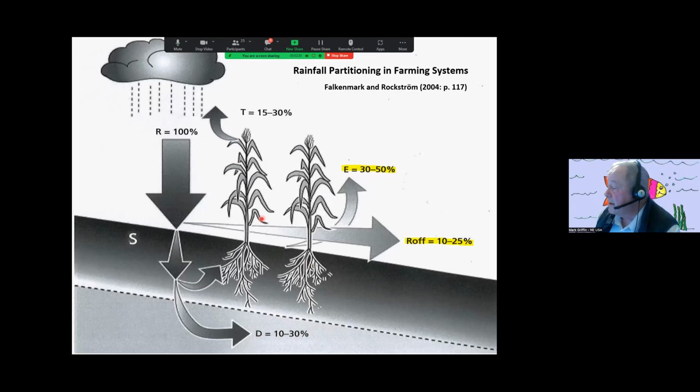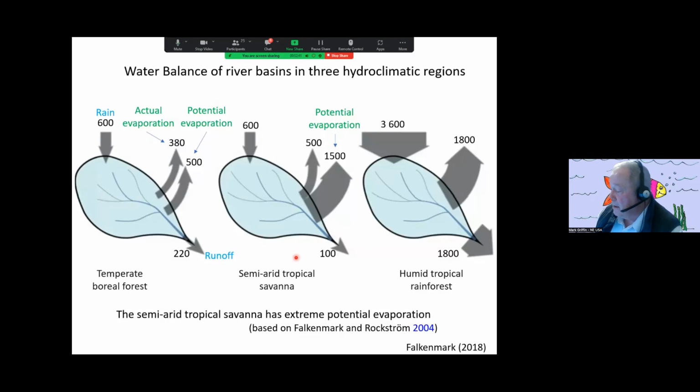So if we look at this again, this evaporation is going to go way up, evaporating a lot of water, and this runoff is going to be very low. There isn't going to be any. Falkenmark compared these river basins. She's doing a water balance, and you'll get the semi-arid tropical savanna here, where you have the potential for a lot of evaporation. This is your runoff, and this is what was measured. I guess it's the actual evaporation, but it's very dry.